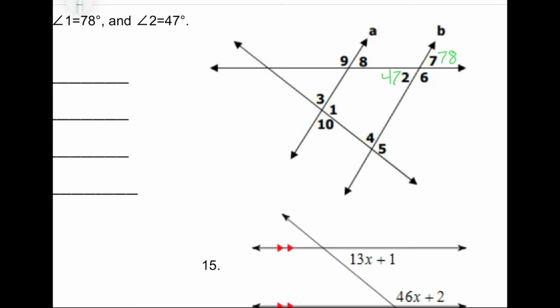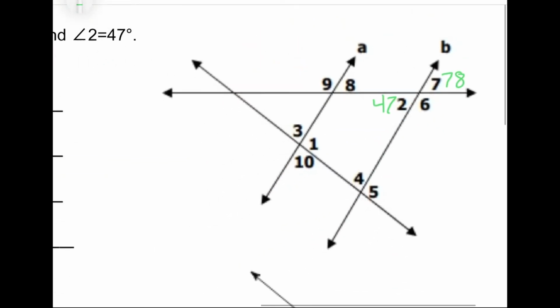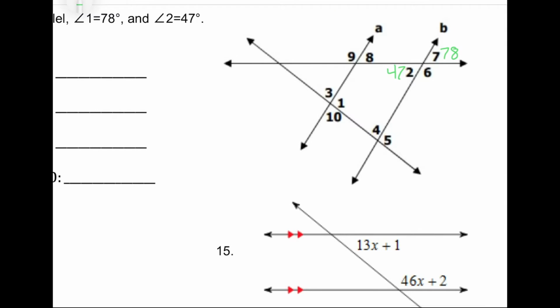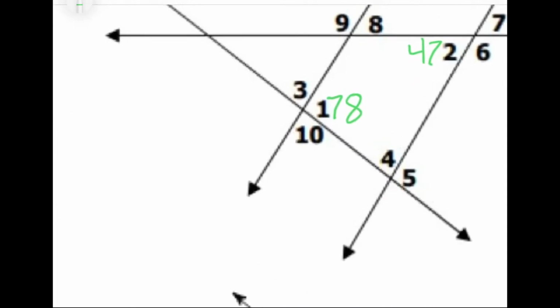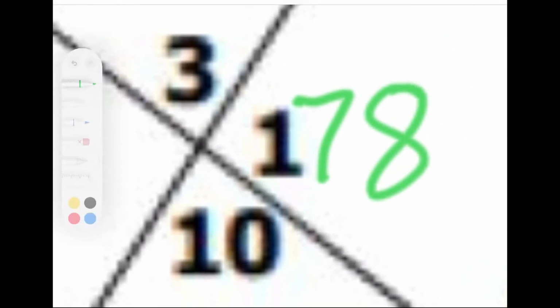And then we are trying to find all of the other angles. So I want to zoom in as far as I can. And I want to talk about my mistake, guys. I know you would have caught that if we were in class. Angle 1 is 78, not angle 7. So we can come in here and talk about each angle that we do not have yet.